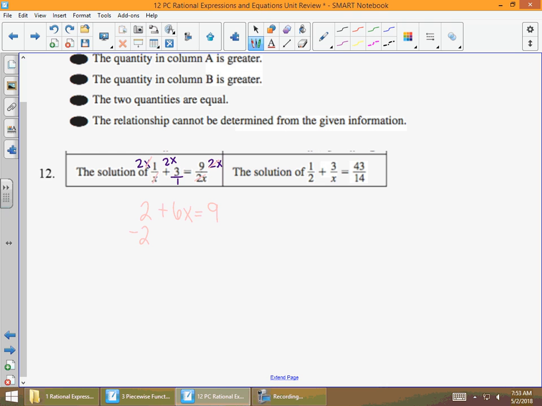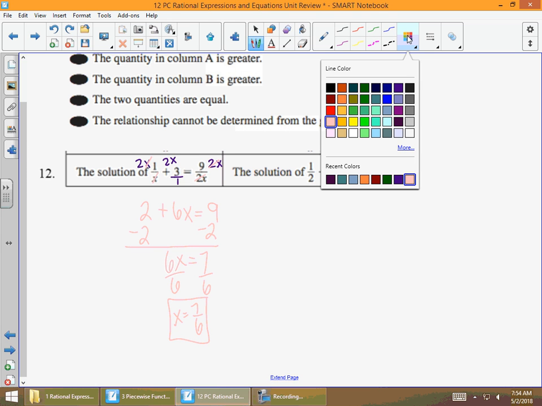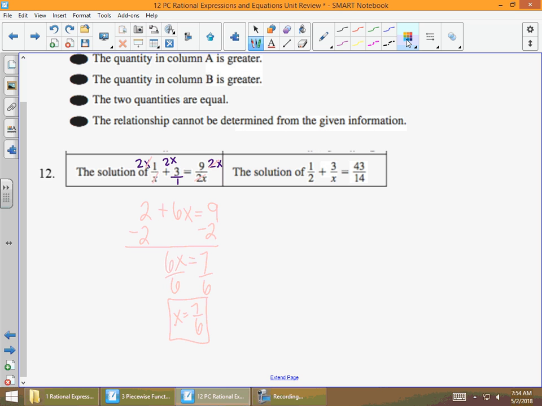Okay, so I'm going to subtract 2. 6x equals 7. And divide by 6. So x equals 7 over 6. All right. Last little solving equations problem over here. My most complicated denominator here is going to be 14x. If I multiply everything by 14x, that will get rid of the 2. It'll get rid of the x. It will get rid of the 14.